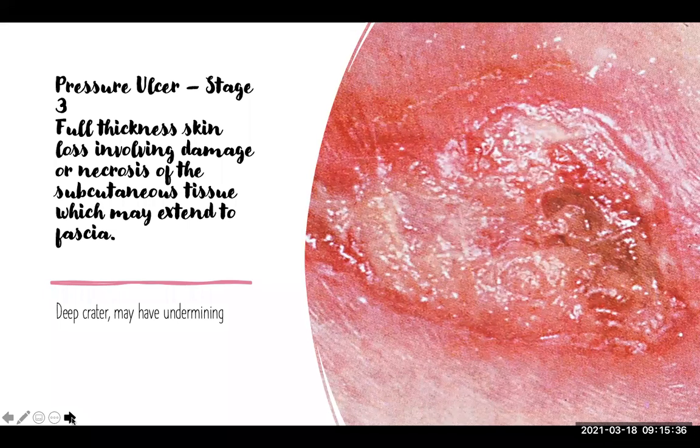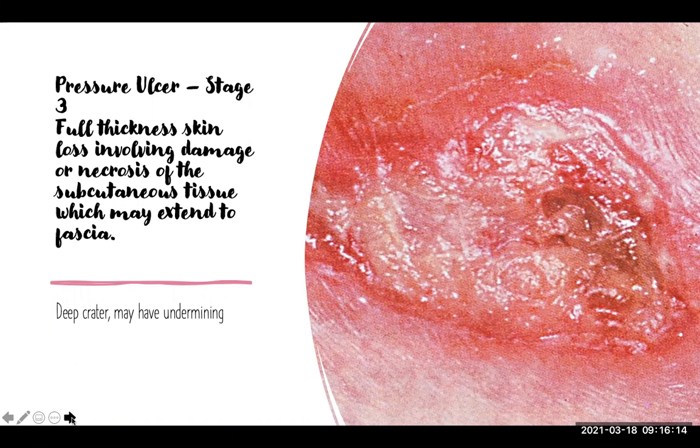All right, stage 3, it's a full thickness wound. It's below the epidermis now, so all the epidermis is gone. We're looking at the dermal layer of the skin, and you may see the subcutaneous tissue, and that's pretty much what clues you in that this is probably a stage 3 ulcer. So it's a deeper crater, and it may have what we call undermining.